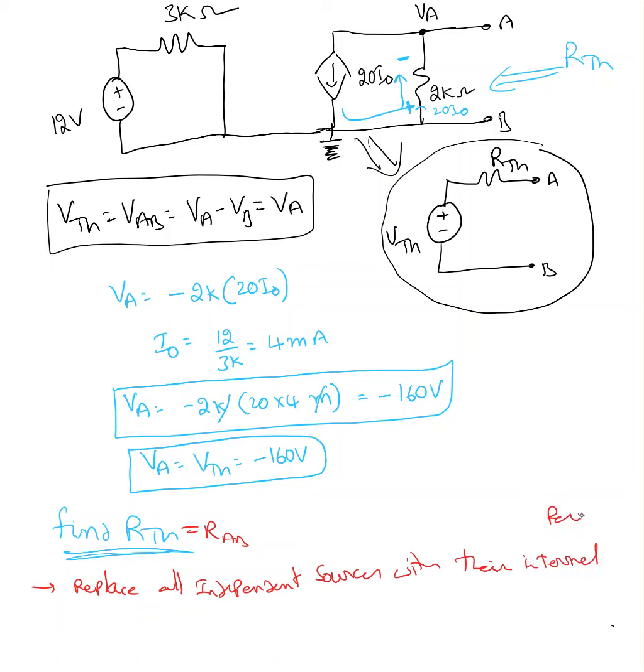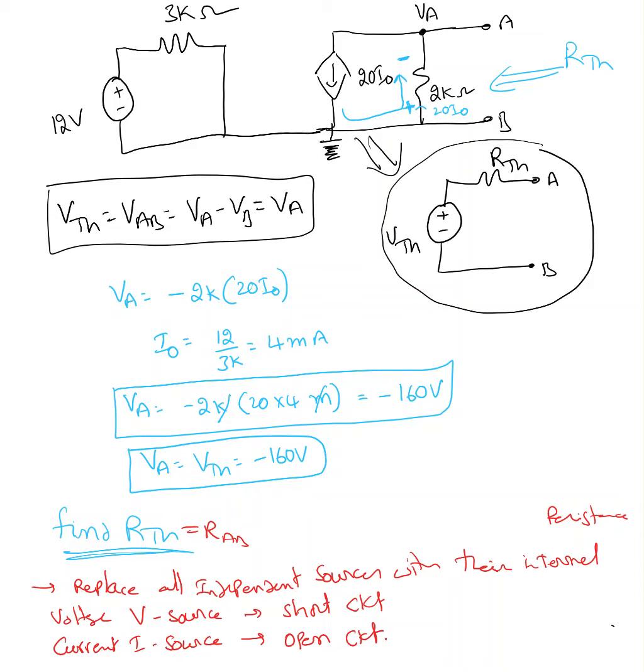What is the internal resistance of a voltage source? If it is a voltage source, short circuit, because the internal resistance of a voltage source is 0. And if it is a current source, the current source has infinite internal resistance. Replace it with an open circuit.